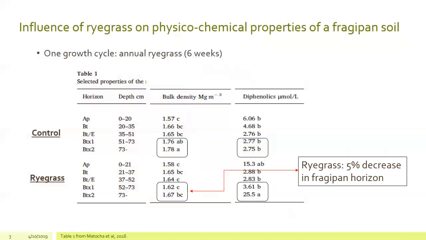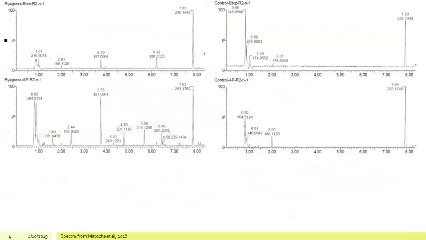So then what they did was they took water extracts from those cores and they looked at the diphenolics in them through UV-Vis, and they saw that there was a pretty large increase here. So they wanted to see what could be that huge increase in diphenolics in that fragipan horizon. So they did a mass spec in negative ion mode. On the right here, you have the control, and on the left here, you have the ryegrass core. So you can see there's a lot more peaks compared to the control core.